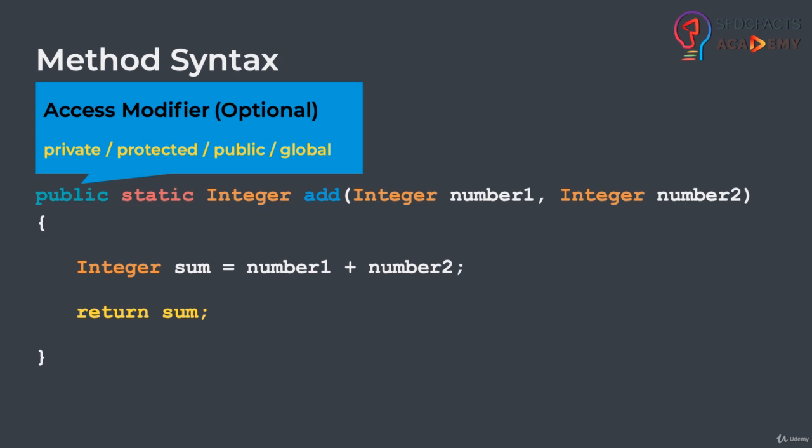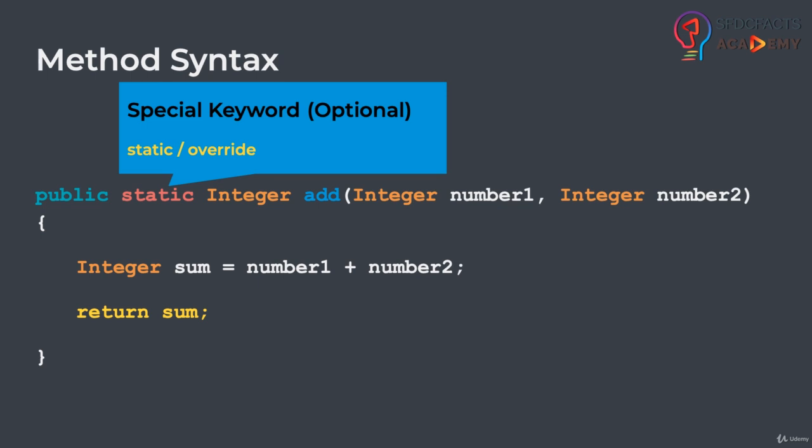Now the second keyword after the access modifier is the special keyword, which can be like static or maybe override. And we'll be learning about these special keywords in our coming videos. For now, just remember the usage of these special keywords is completely optional and you can declare your function without using these special keywords as well.